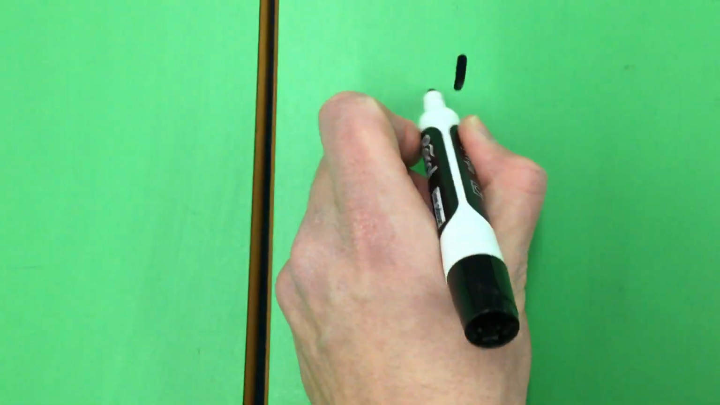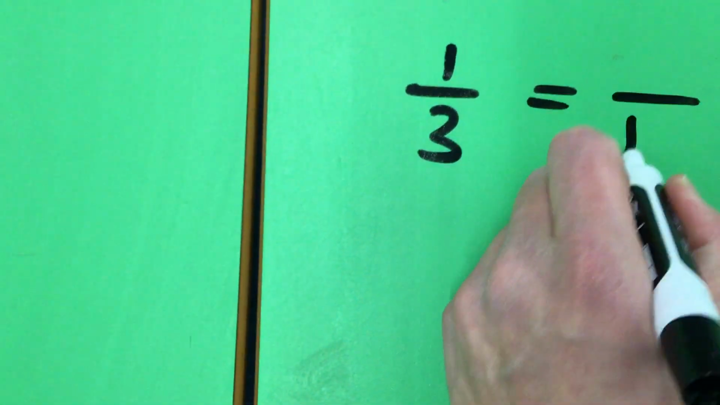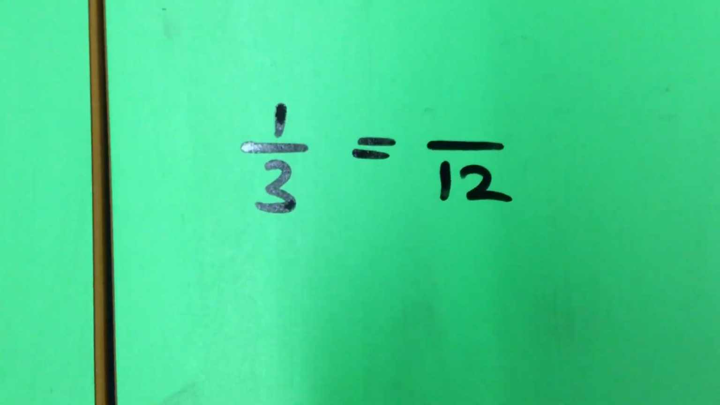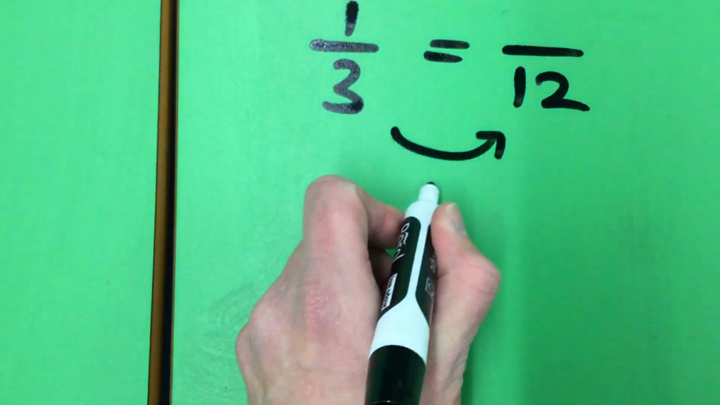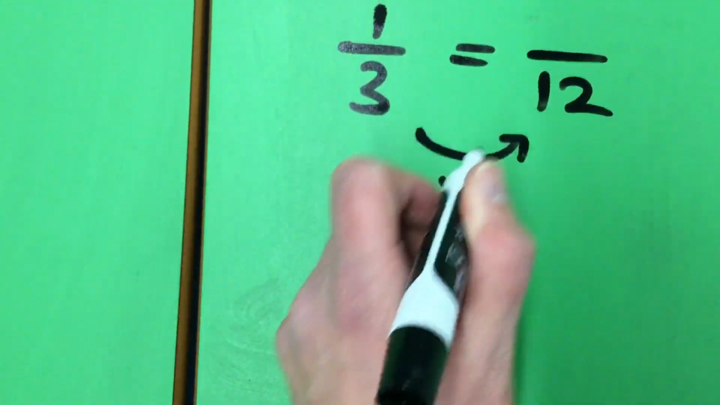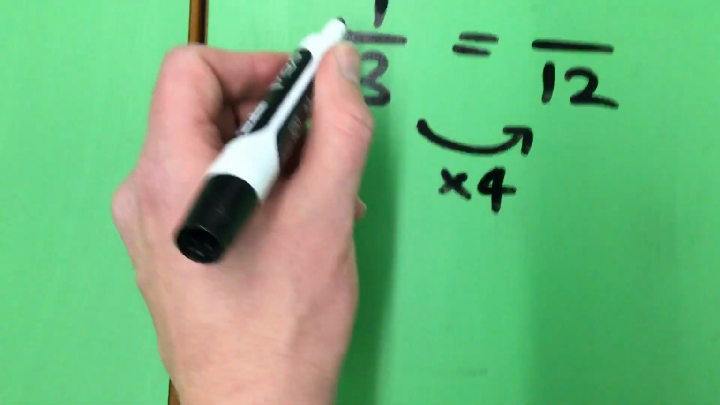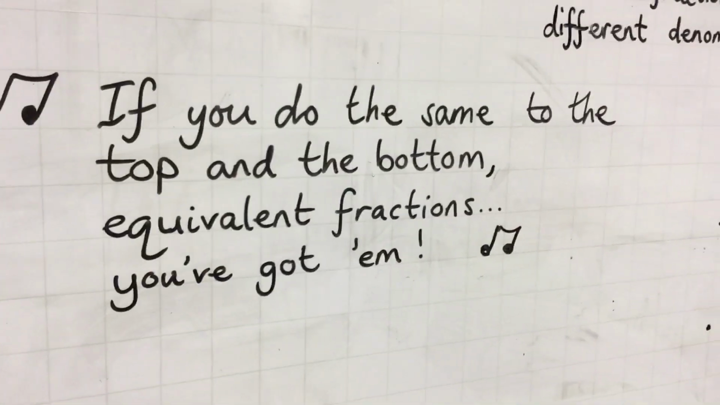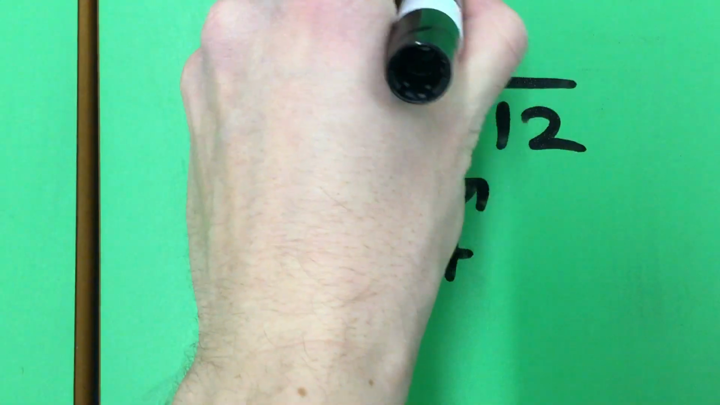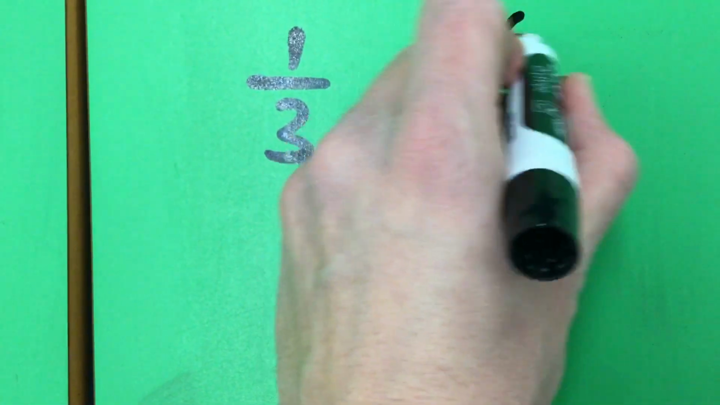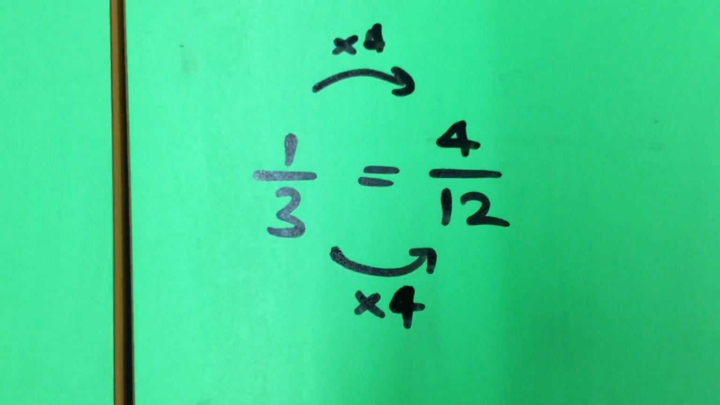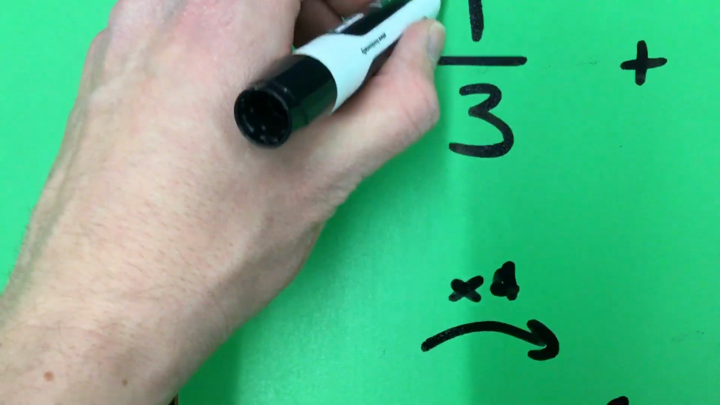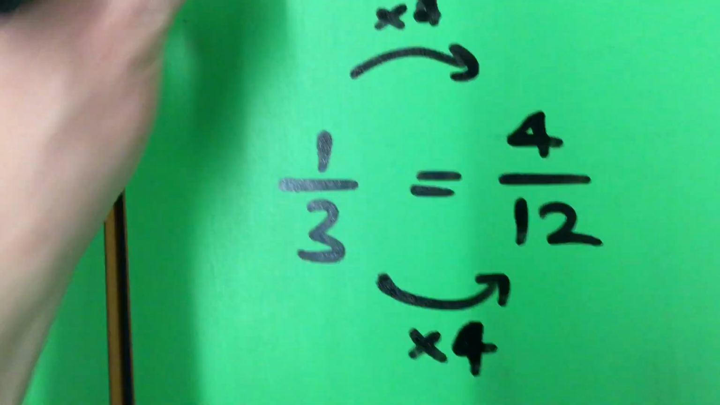I know I want 12ths, and I can set this up in the same way that I would with any other equivalent fraction. How do I get from 3 to 12? I have to multiply by 4. Whatever I do to the top, I must do to the bottom. So I'm going to multiply that by 4, which gets me 4/12. Now I'm going to do the same with the quarter. So I've done the third, I know that that is now 4/12.